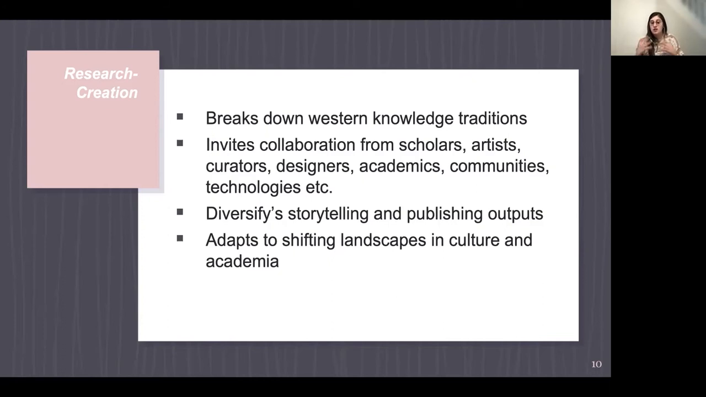It allows for diversifying storytelling and publishing outputs. So we're not only publishing in 2D models or in text or in writing, we can publish on web archives or exhibitions or in any type of AI or VR type software. Research creation has no boundaries on how to actually publish it. And this has become a problem because research creation scholars have limited areas right now to publish. So we're trying to catch up with this, but because it's so vast and there's so many possibilities, we're trying to figure out how we can do this. And it adapts to shifting landscapes and culture and academia. And that's what's really, really important, that we're able to move with what's happening in the world, because art is never static.